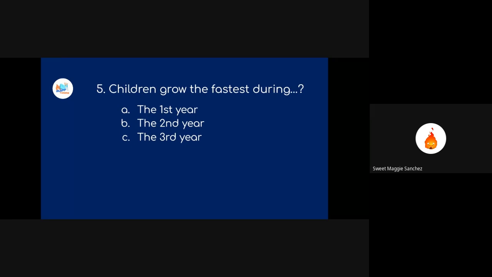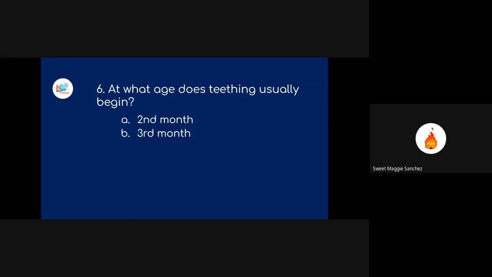Okay, timer stops. Question 6. At what age does teething usually begin? Is it A, second month, or is it B, third month?